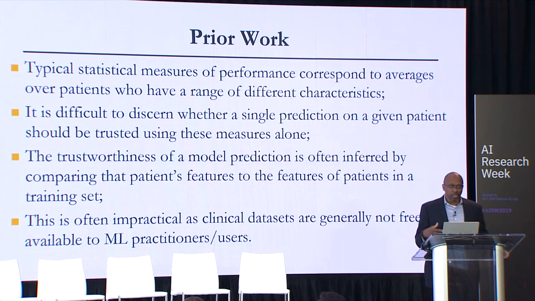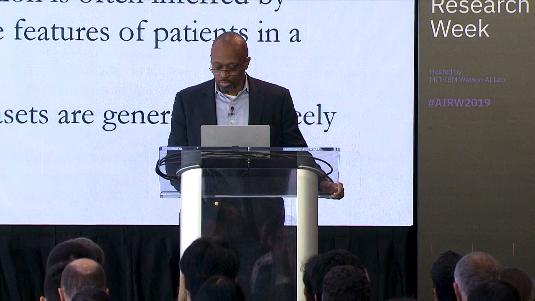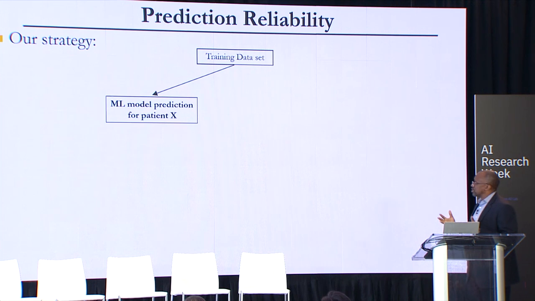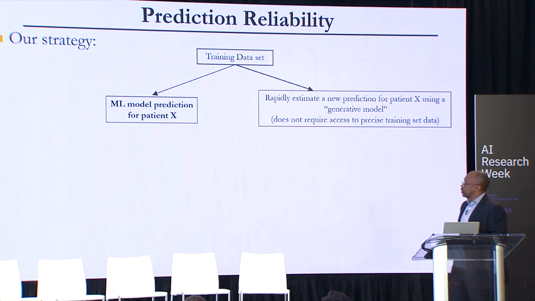To address these sorts of issues, we took a look at this some time ago. A very talented student in my group, Paul Myers, did some work on how we can get an estimate of reliability for a given patient when we don't have access to the training data. Let's say you have a model that's been trained on a particular data set, and you have a model prediction for a given patient. We could use another method for the same outcome and generate a new prediction using a different method.